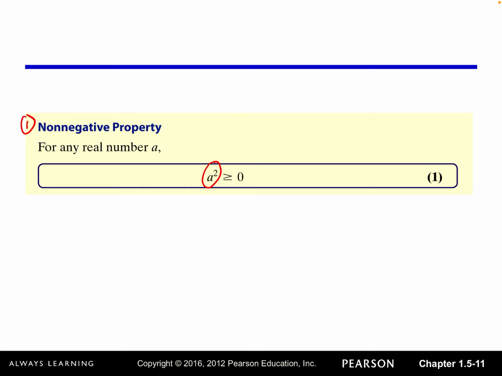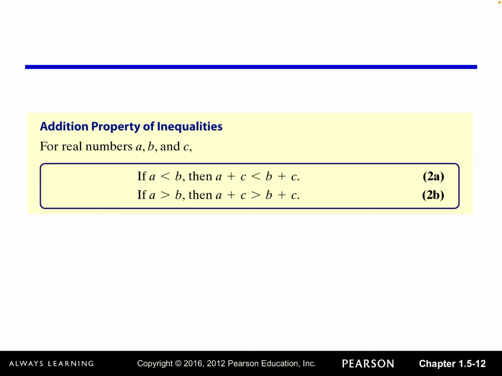Okay, any real number. We're not talking about complex numbers here. Any real number raised to the second power is always non-negative, and we represent that using the inequality greater than or equal to 0. So that's why this property is called the non-negative property.